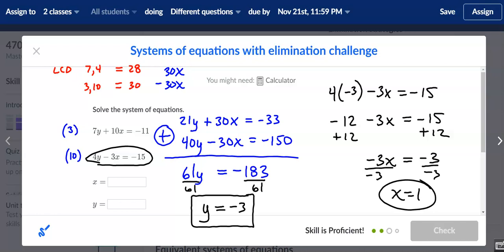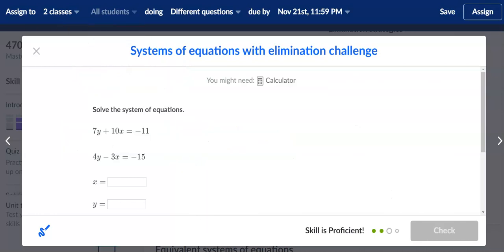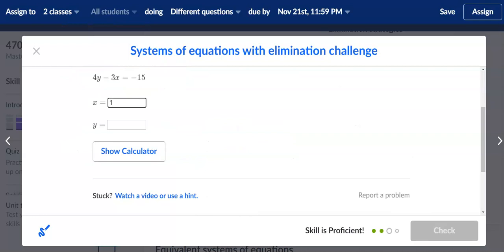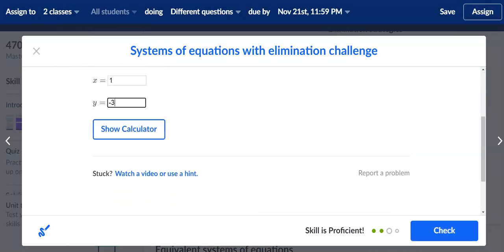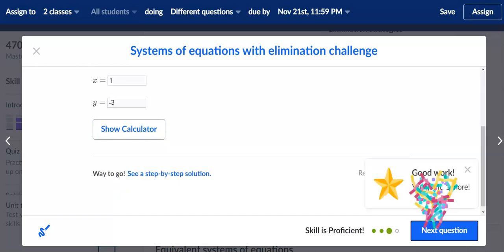So I'm getting 1 and negative 3. Let's hope that this checks out for us. So 1, negative 3. Just like downtown, we're all set.